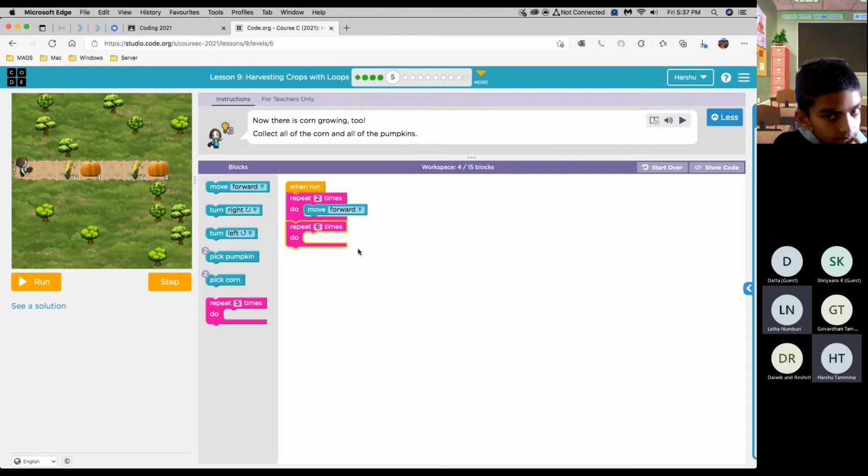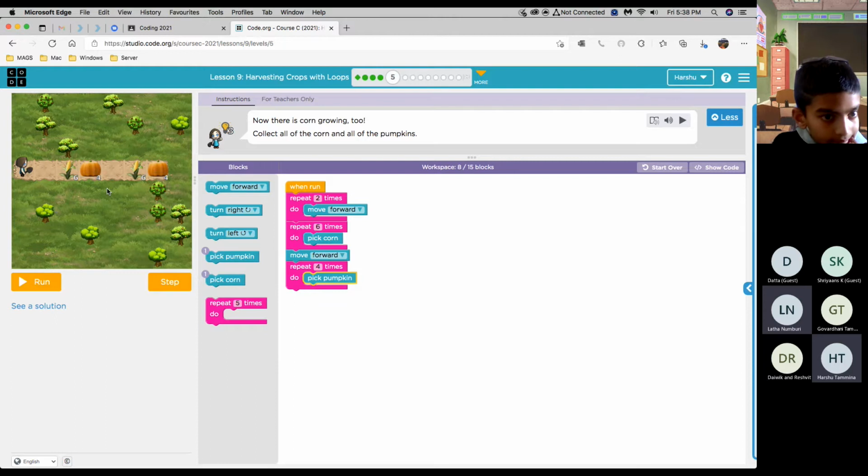And you put the pick corn in there. And then you move forward. Inside or under there? Underneath. Okay, now what you do is you put a repeat for four times. And then put a pick pumpkin in there. Pick pumpkin. Yep.